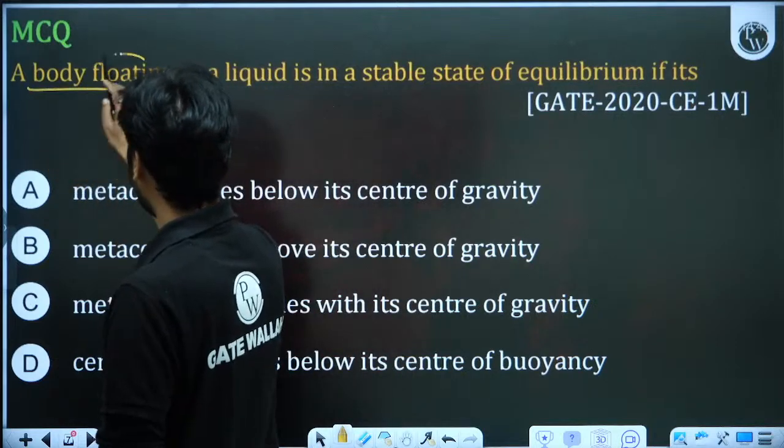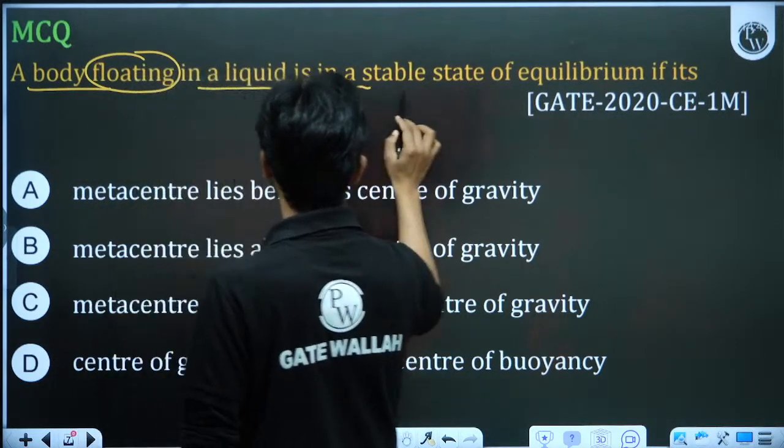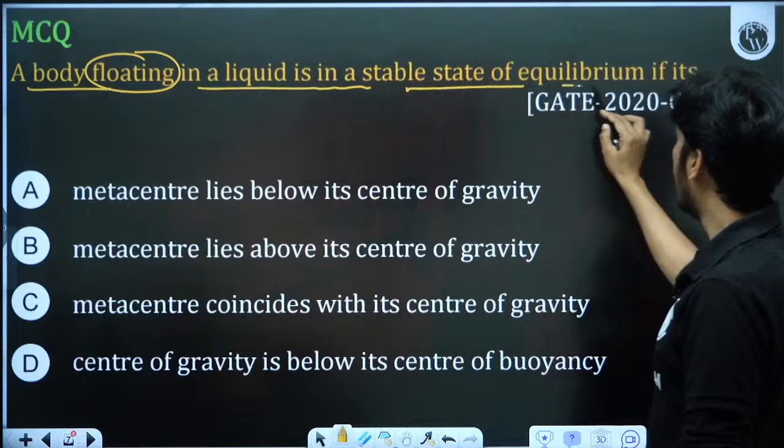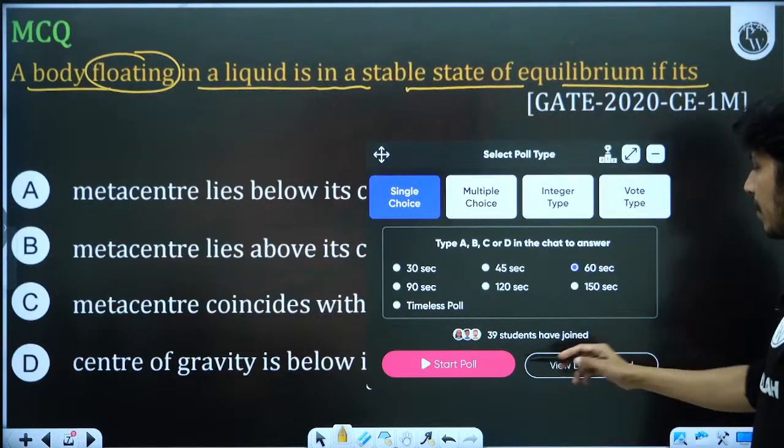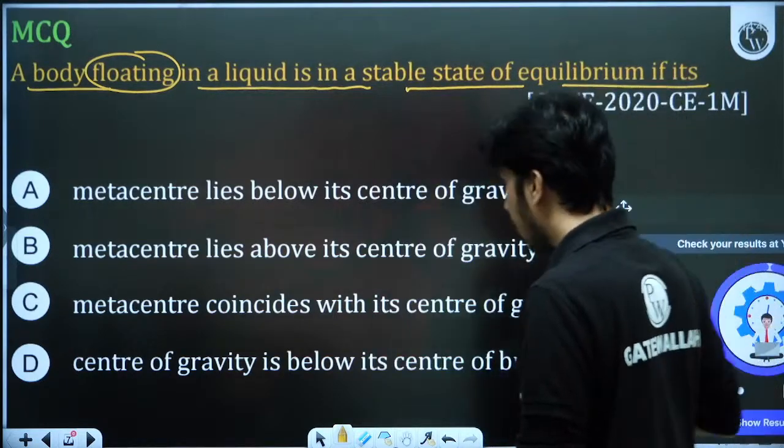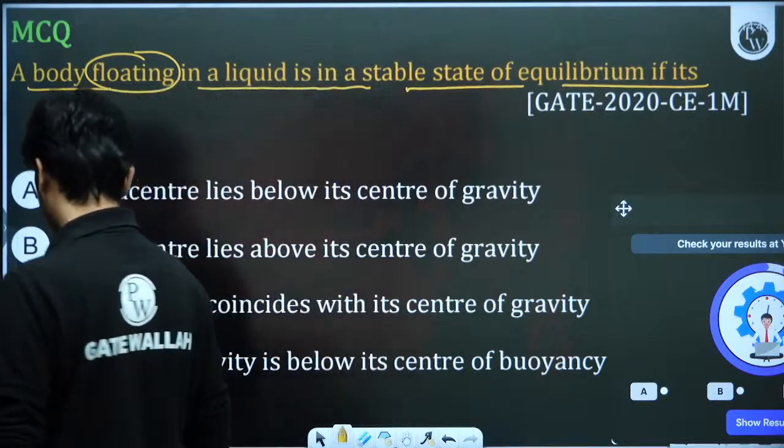A body floating, meaning partially submerged in liquid, is stable at the state if it's. You can say this. To solve these 1 mark questions, then we will move towards the 2 marks questions also.